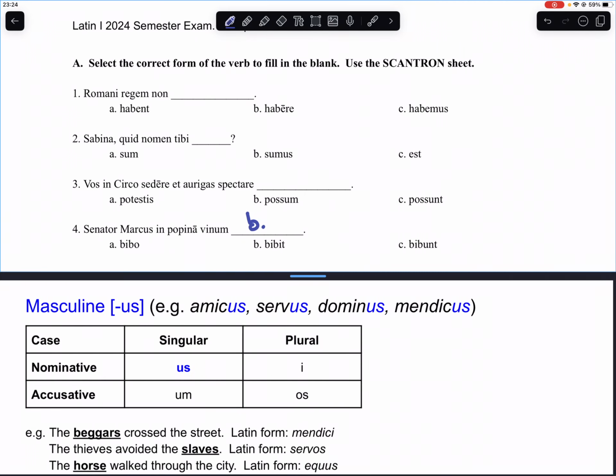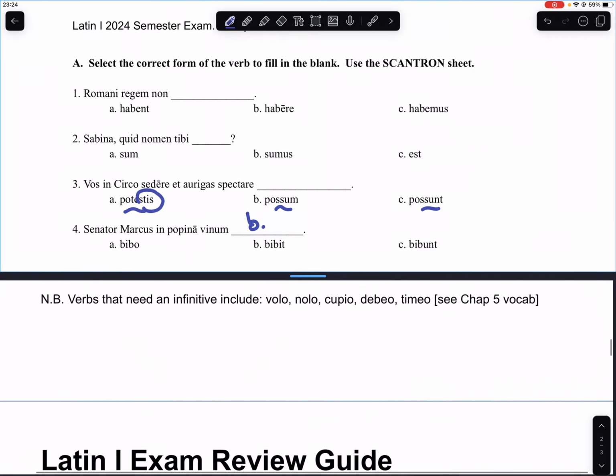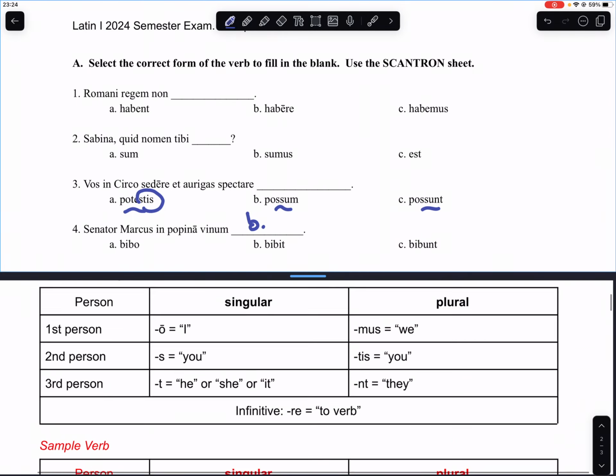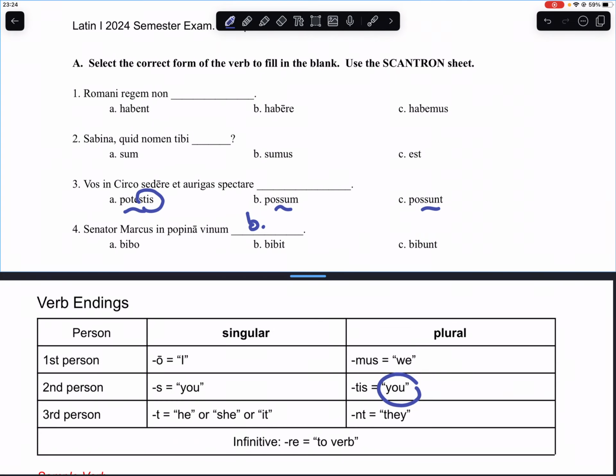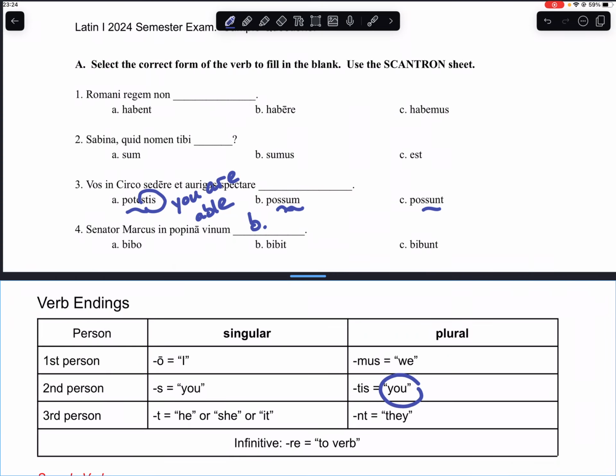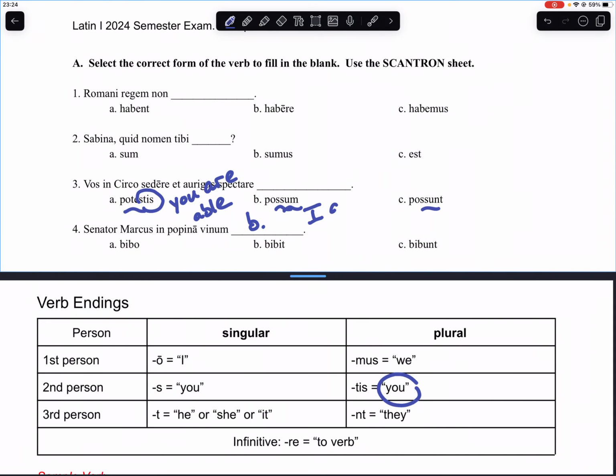Let's take a look at number 3. Vos in circo sedere et auriga spectare. And then I've got 3 forms of the verb to be able. So the first one here, okay, take a look. TIS, if I go back to my chart, I see TIS means you. Okay, so you are able. Right, letter B, the ending is sum, is an M, which actually should be here in first person singular. So this is I am able.